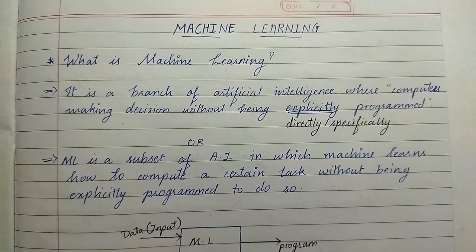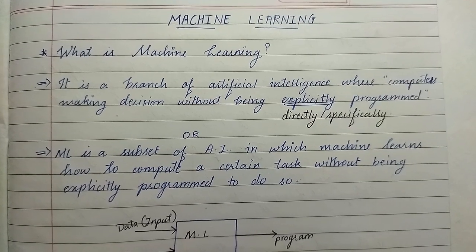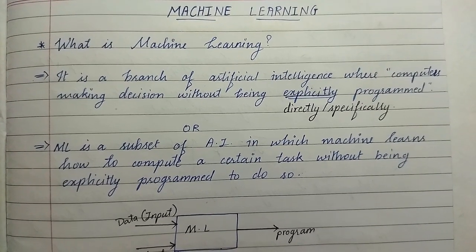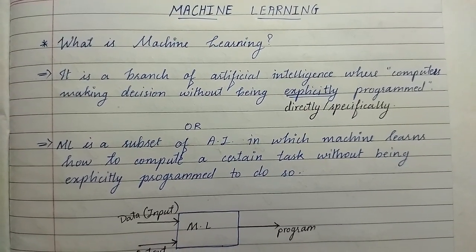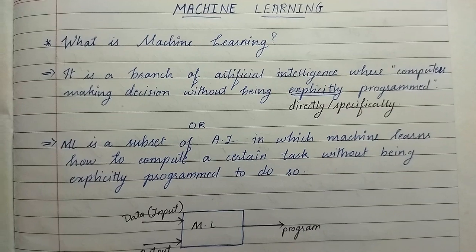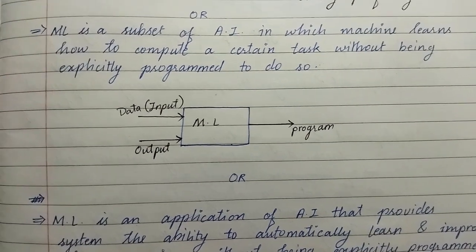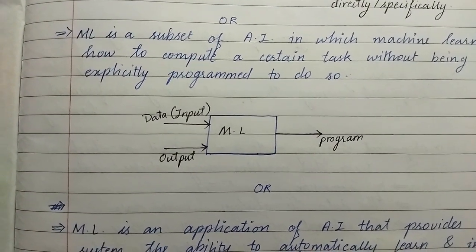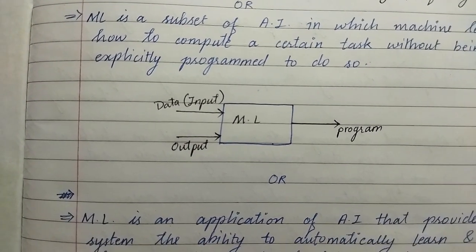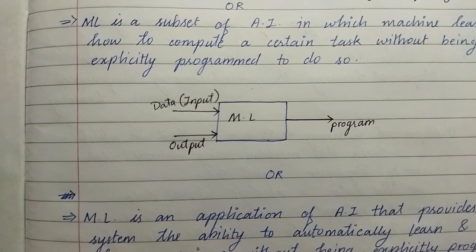Let's begin. So basically what is machine learning? It is a branch of artificial intelligence where computers make decisions without being explicitly programmed. Or it can also be defined as machine learning is a subset of AI in which a machine learns how to compute certain tasks without being explicitly programmed to do so. So this is how we provide input and output to a machine. It learns the patterns that we provided, and then it provides us the output that we expect for the unseen data we provide to the machine.